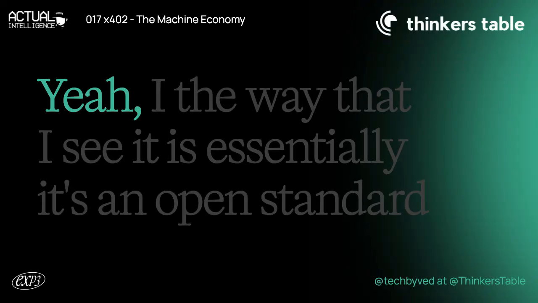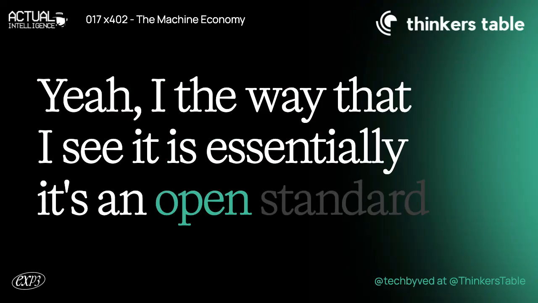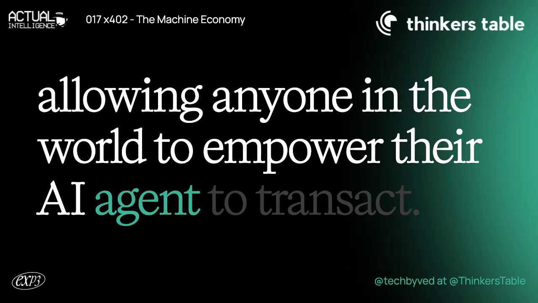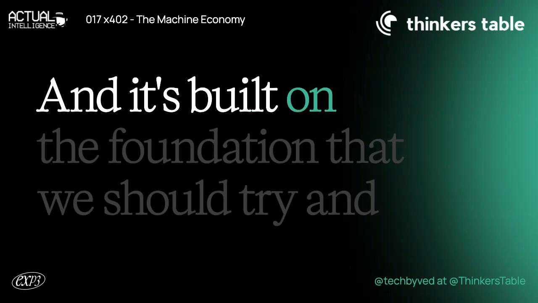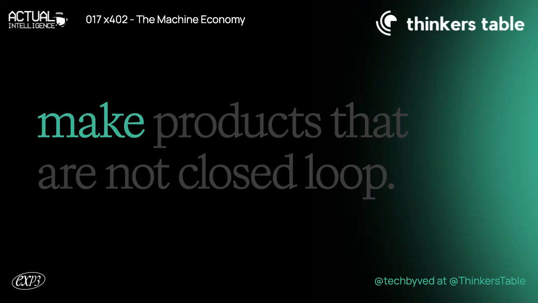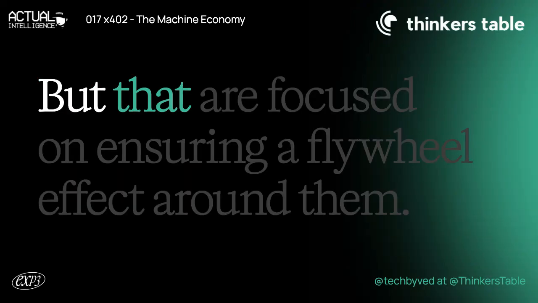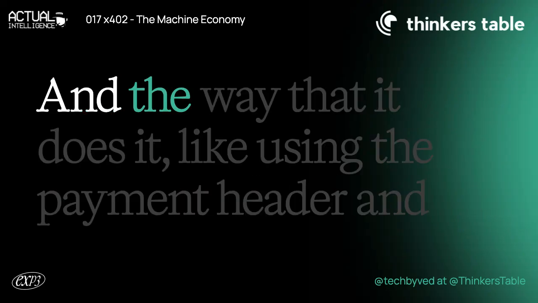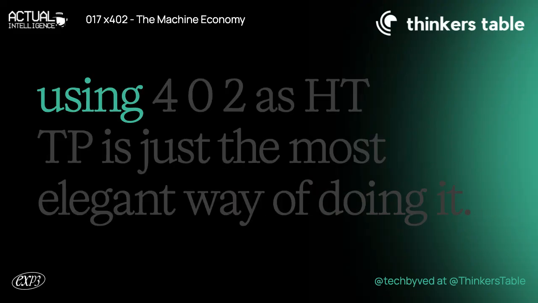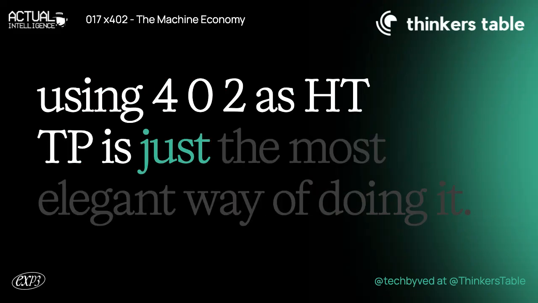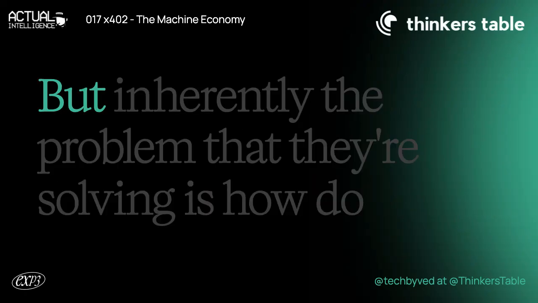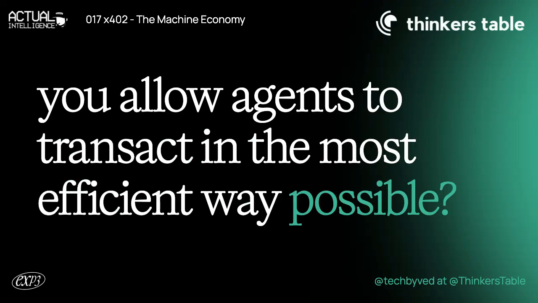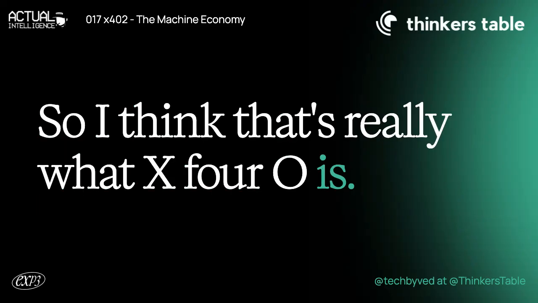The way that I see it is essentially it's an open standard allowing anyone in the world to empower their AI agent to transact. It's built on the foundation that we should try and make products that are not closed loop, but that are focused on ensuring a flywheel effect around them. And the way that it does it, using the payment header and using 402 as HTTP, is just the most elegant way of doing it. But inherently, the problem they're solving is, how do you allow agents to transact in the most efficient way possible? So I think that's really what x402 is.